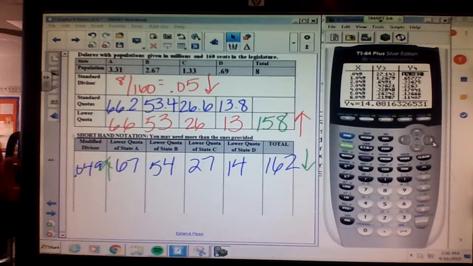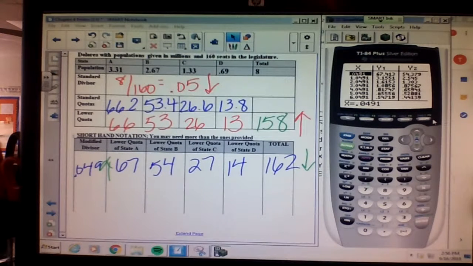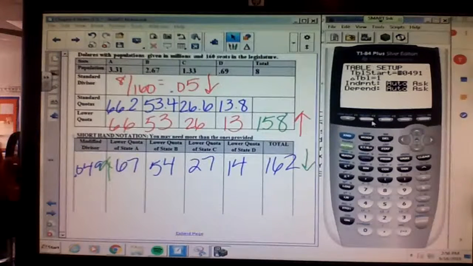Okay. Second table start, 0.0491. I like this. 67, 54, 27, 14. That did nothing. I need to go higher. Much higher, I'll go 0.0499.